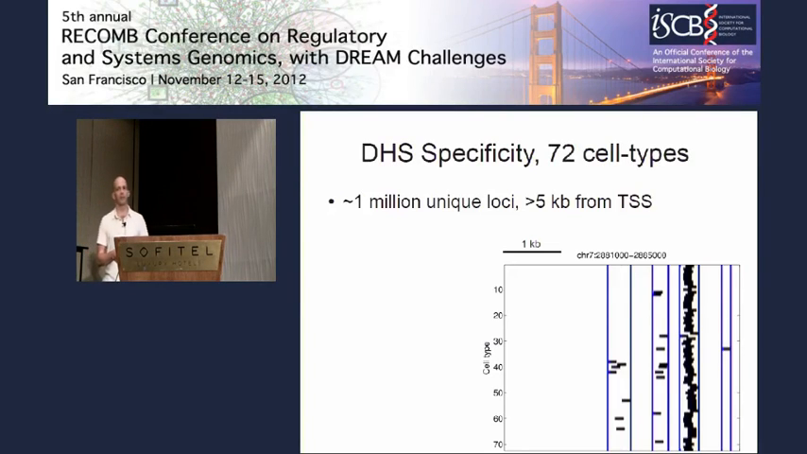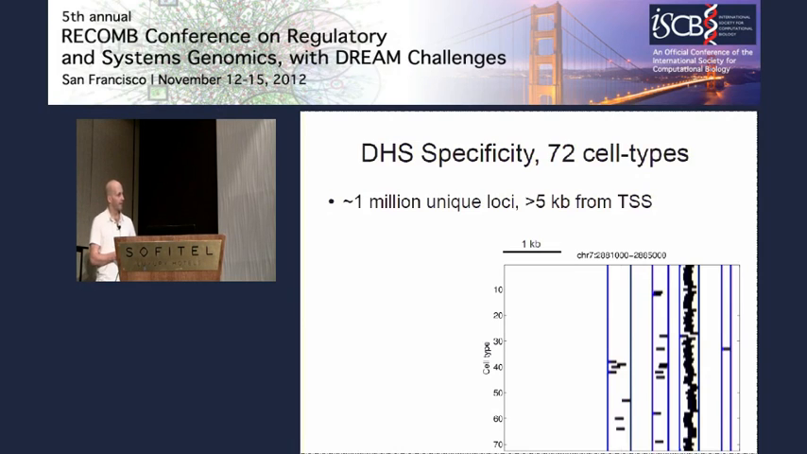So what I did was to download DHS data from 72 different cell types, and I was able to identify roughly 1 million unique non-overlapping loci, and all of them were found at least 5 kb away from any annotated TSS. So here I'm showing you an example of this type of data.